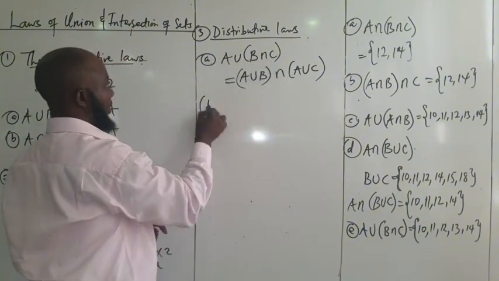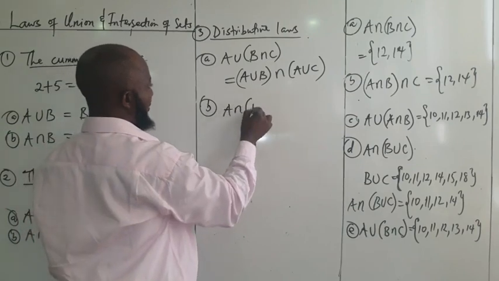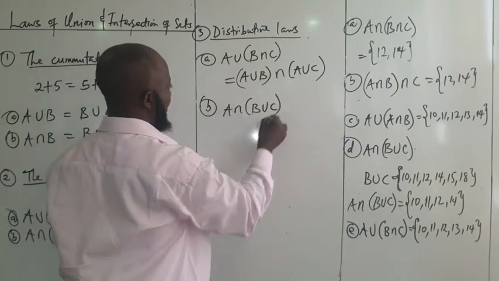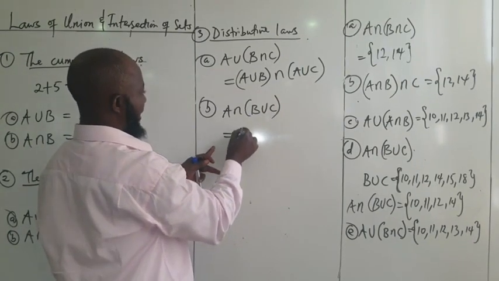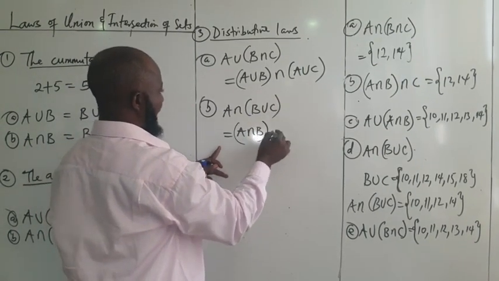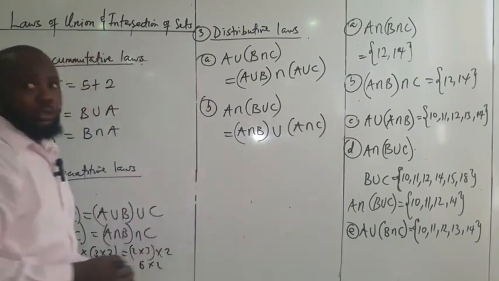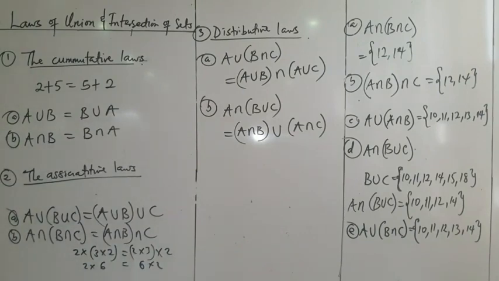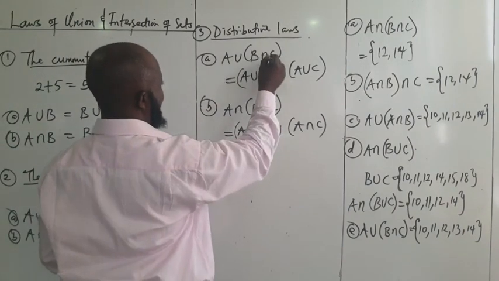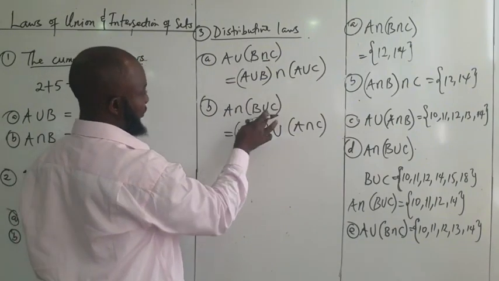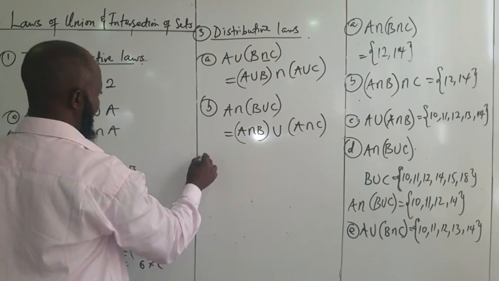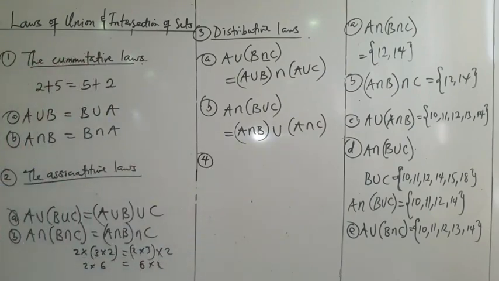So that is A. B is when you have A intersection B union C. That's opposite. So this will give us A intersection B, then union A intersection C. So this is what we refer to as distributive law from set. So the first one is the union is distributive over the intersection. Why this one? Intersection is distributive over what? The union. So the next one is the fourth one, which is called the absorption law.